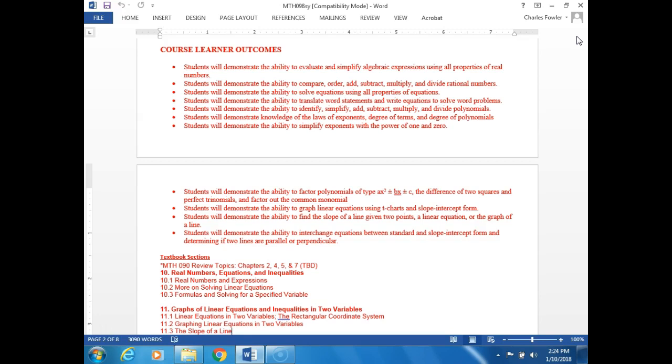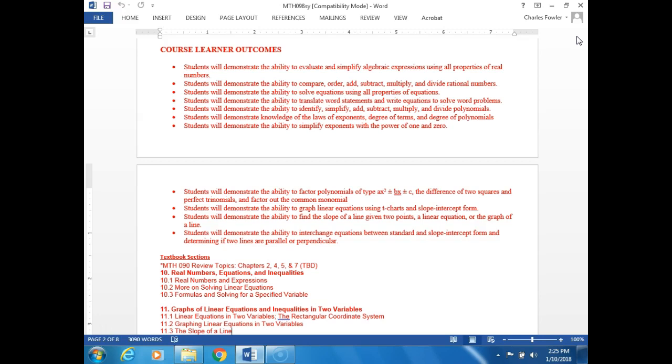Students will demonstrate the ability to translate word statements and write equations to solve word problems, our favorites, right? Yes, okay. Students will demonstrate the ability to identify, simplify, add, subtract, multiply, and divide polynomials. Students will demonstrate the knowledge of laws of exponents, degrees of terms, degrees of polynomials. Students will demonstrate the ability to simplify exponents with the power of 1 and 0.